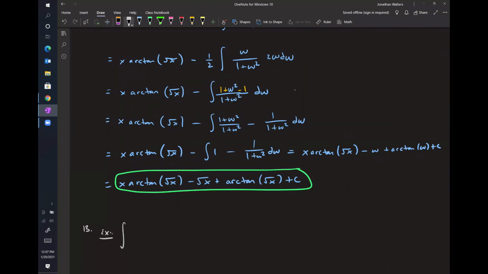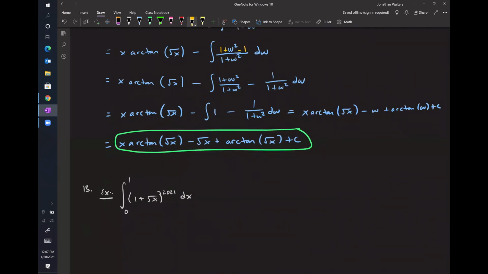Integral from 0 to 1, 1 plus the square root of x to the 8th power. Let's make it a little spicy, though. Let's not do the 8th power. Let's do the 2021 power. So 1 plus square root of x to the 2021 dx. Because there's actually nothing special about the 8th power. So I'm going to use the 2021st power. Because it's 2021. Any ideas?